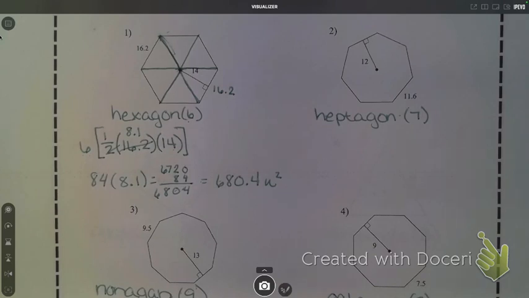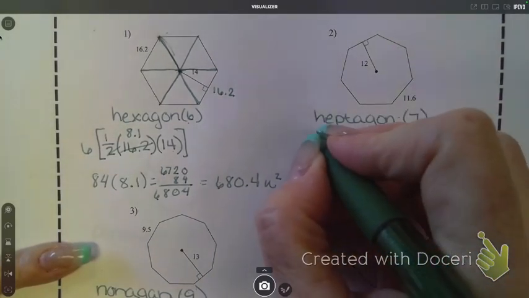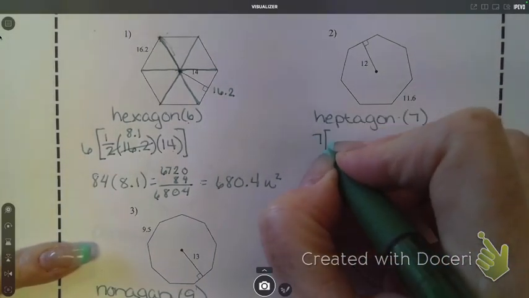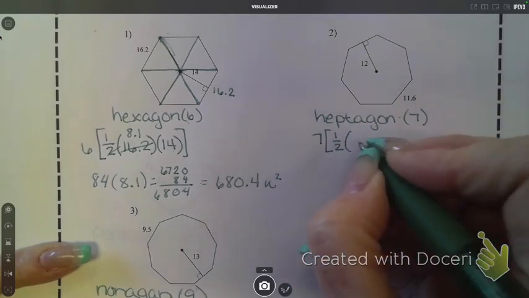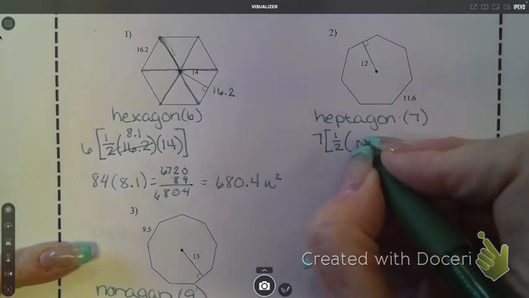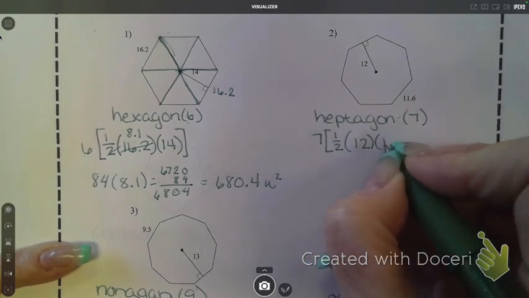Okay. So, what am I going to multiply this whole thing by? Right. 7 times 1/2 times 12 times 11.6.